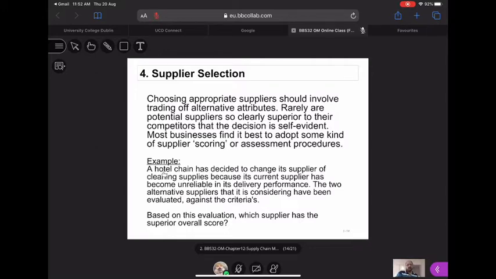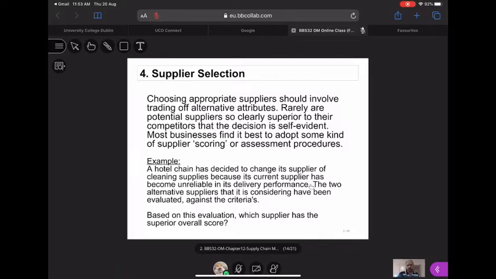Just say, for example, a hotel chain has decided to change its supplier of cleaning supply. Cleaning supply are basically things like broom, mop, detergent, toilet paper, all of these are part of the cleaning supply. Because its current supplier has become unreliable in its delivery performance. So just say this hotel has been buying supplies from a certain supplier, but currently they have become very unreliable. Maybe they are delivering late or whatever it is.